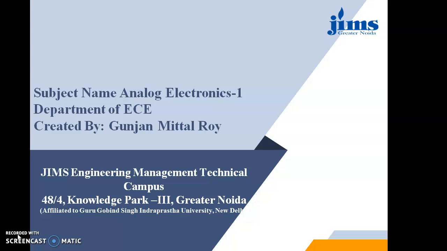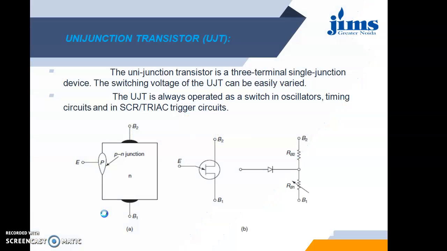In previous videos we have covered the thyristor family devices, which are SCR, TRIAC, DIAC, and now in this video we will be focusing on another type of semiconductor device. It is a unijunction device and that is why it is called UJT. UJT stands for unijunction transistor.